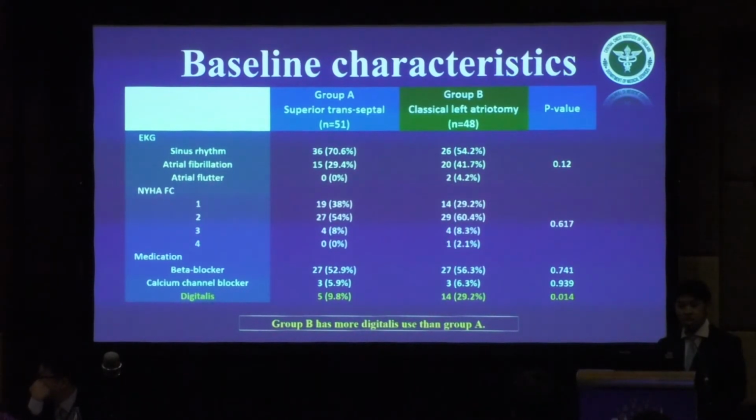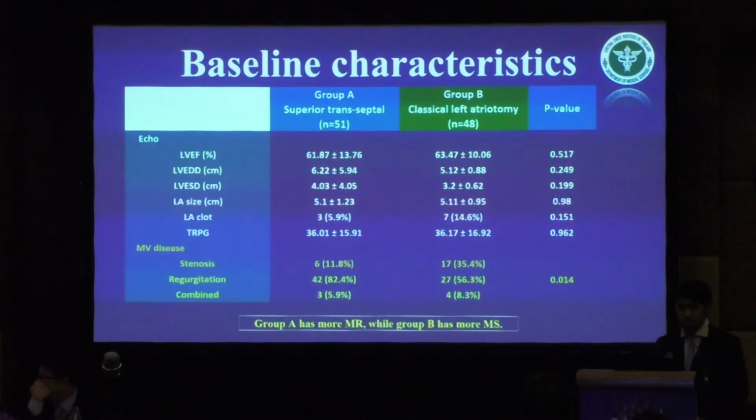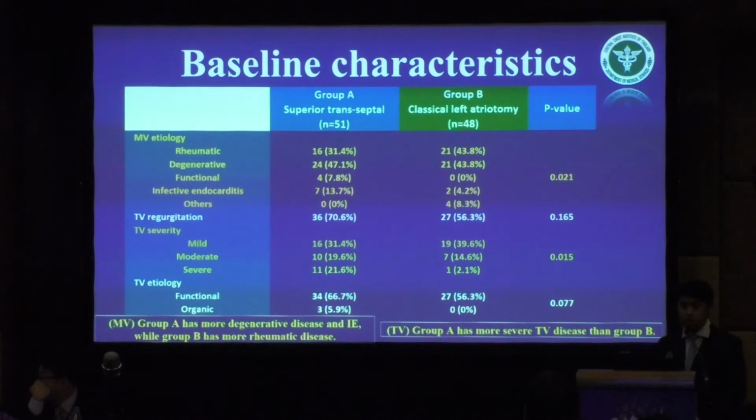Preoperative EKG, functional class, and medications are also the same between the two groups, but Group B has more digitalis use than Group A. Preoperative echo data are also the same. For mitral valve disease, most patients in both groups have severe mitral valve disease. Group A has more mitral regurgitation, while Group B has more mitral stenosis. For mitral etiology, Group A has more degenerative disease and IE, while Group B has more rheumatic disease.